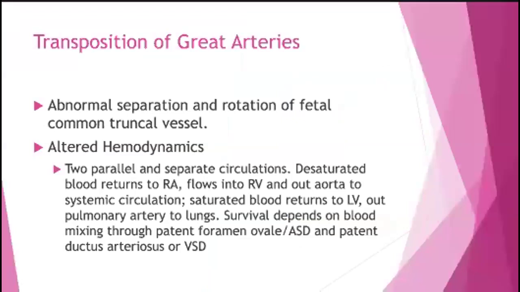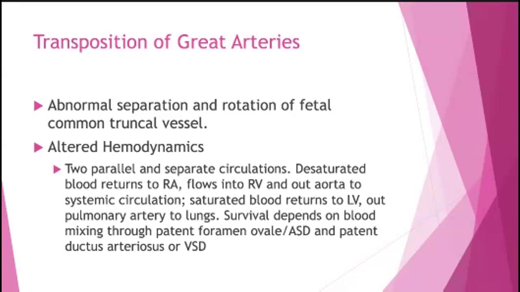The next one is the transposition of the great vessels. So in the transposition, the aorta arises from the right ventricle and the pulmonary artery arises from the left. This means we have 2 circulations and they're completely switched. So your normal blood flow is a loop where it goes from the body to the right heart, to the lungs, to the left heart, back to the body.